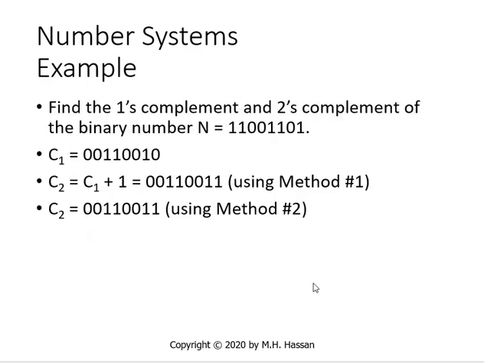As an example, we would like to find the 1's complement and the 2's complement of the binary number n, 11001101. So C1, by complementing every bit, 1 will become 0, 0 will become 1, and so on and so forth. We'll end up with 0, 0, 1, 1, 0, 0, 1. If we add 1, the 1 will be added to the least significant bit. So 0 plus 1 will be 1, and we'll end up with 1, 1, 0, 0, 1, 1, 0, 0. Now, in method 2, we will look at this number. We will copy the first 1, and we'll complement every bit. So this is 1, then starting with the least significant bit, you will get 1, 1, 0, 0, 1, 1, 0, 0, which is the same answer as here using method 2.